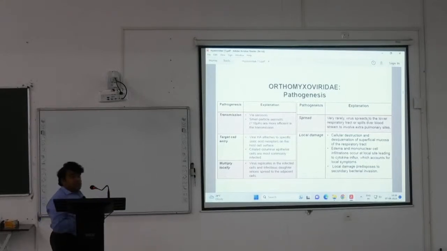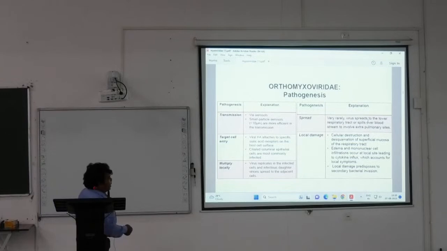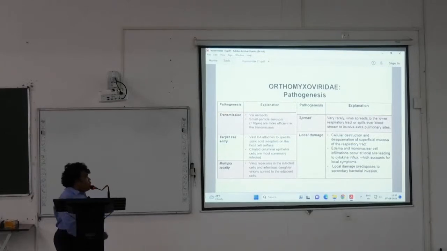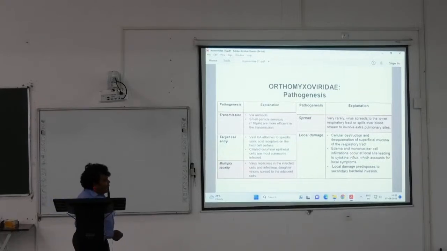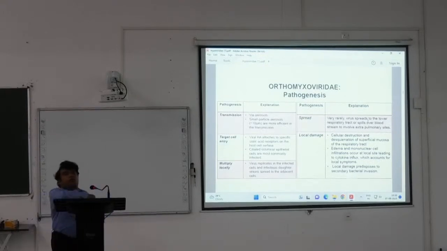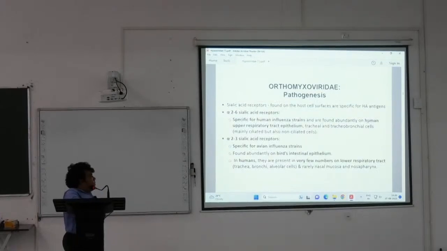Now, the hemagglutinin attaches to the sialic acid receptor, which is present on the ciliated columnar epithelium. Now, ciliated columnar epithelium is present in lungs. Then the virus multiplies locally and then spreads locally. What happens is cellular destruction, edema, and mononuclear cells will come.